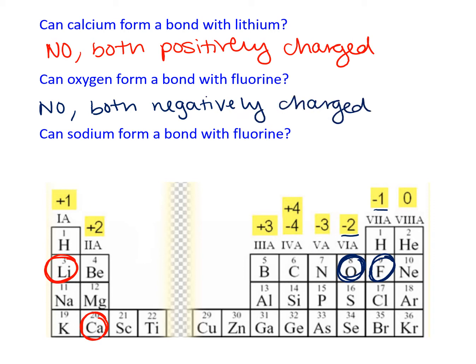And looking at our third example, we're looking at whether or not sodium can form a bond with fluorine. So we're going back over here to F. And the answer to this one would be yes, because they are oppositely charged, and we know that opposites attract.